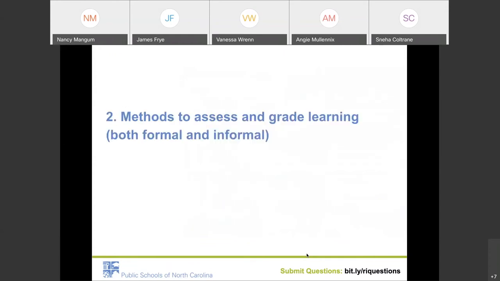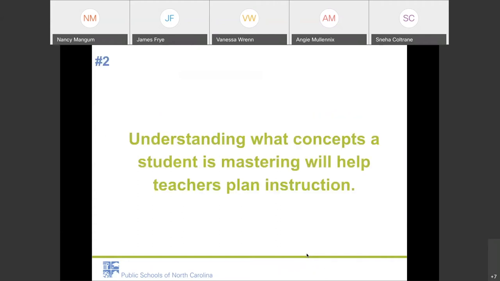I'm going to turn it over to Nancy at this time. Yeah, great. I'm just going to quickly talk about methods to assess the grading, both formal and informal. On the next slide, I think that we all know this, but it's important to reiterate that understanding what our student is mastering helps us to plan instruction.